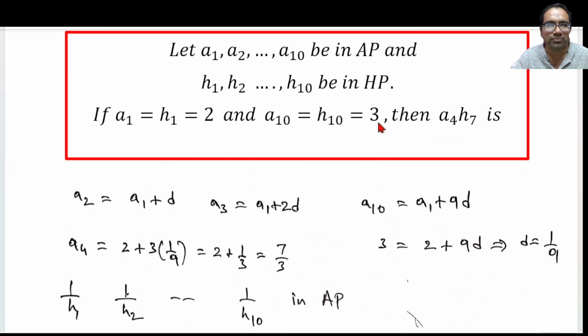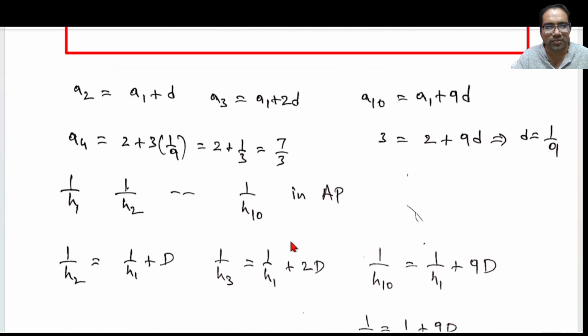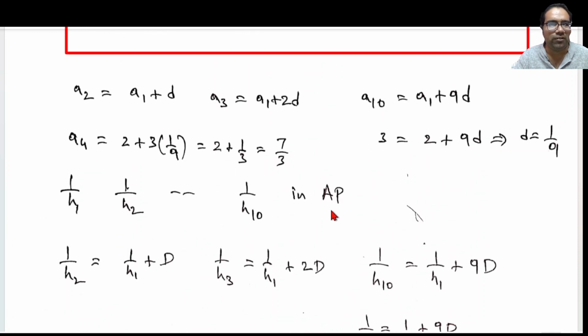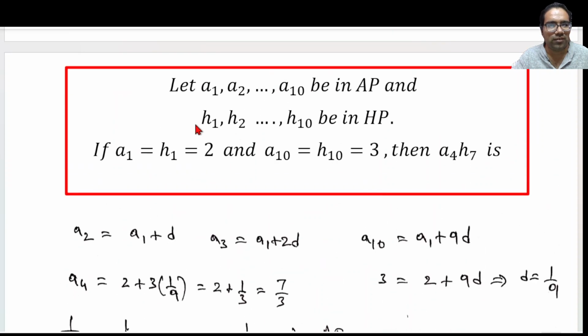H10 is 3, so 1 by H10 is 1 by 3. 1 by H1 is 1 by 2. So 1 by 3 should be equal to 1 by 2 plus 9D. What does that mean? 9D equals 1 by 3 minus 1 by 2, which is minus 1 by 6. That means D equals minus 1 by 6, and this 9 will come this side, so it is minus 1 by 54. We know both the series now. We know this series' common difference, and we know this series' common difference. Now we want A4 and H7.